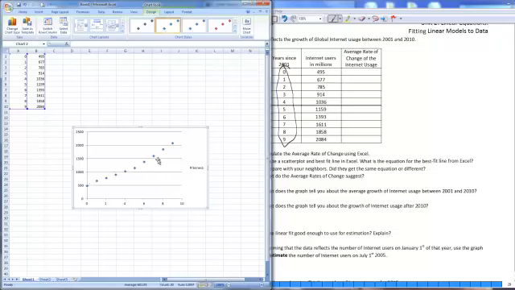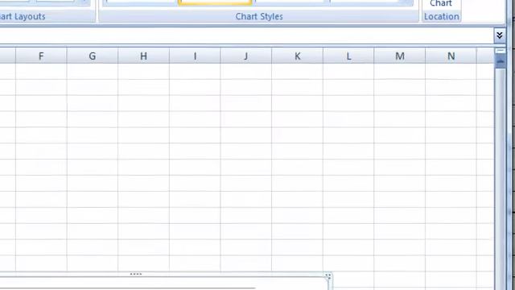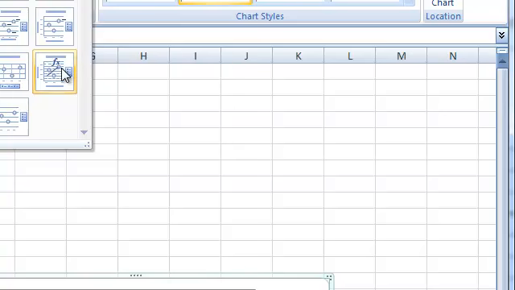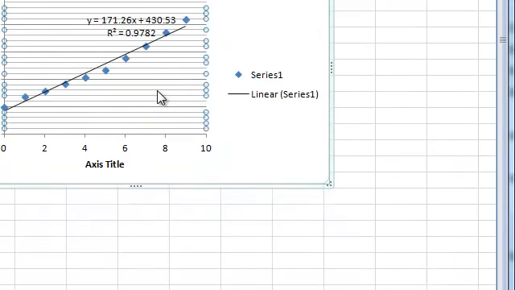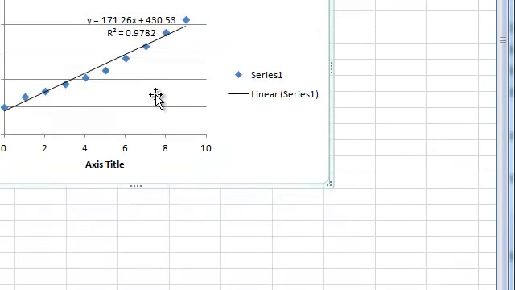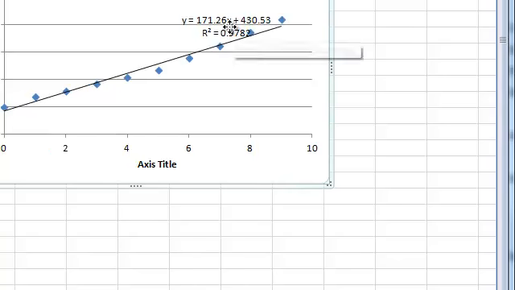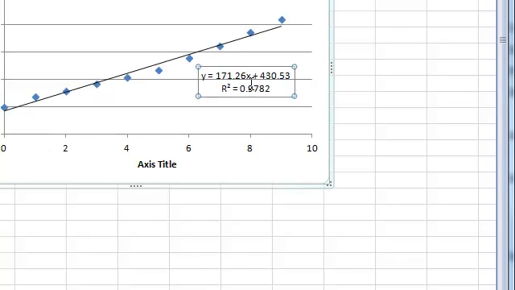They're not exactly on a straight line. So chart layouts, Layout 9. This one has the f of x. That tells you it's going to give you your Excel average rate of change. I like to click in the middle and get rid of those lines. I like to pull this down right here where we can see it.